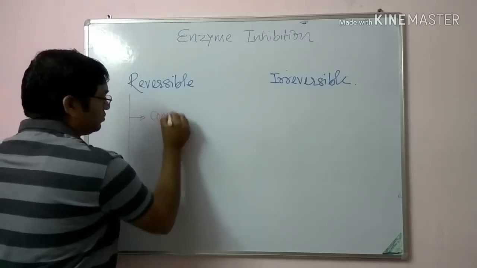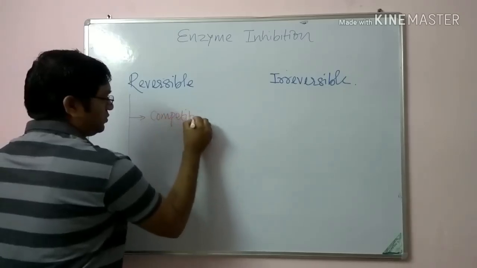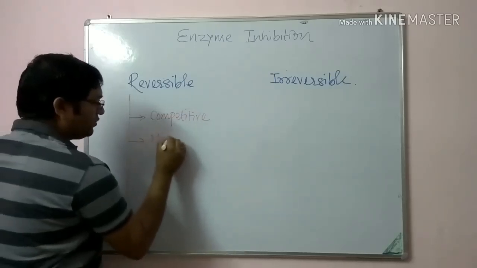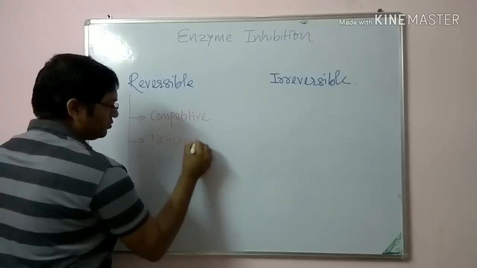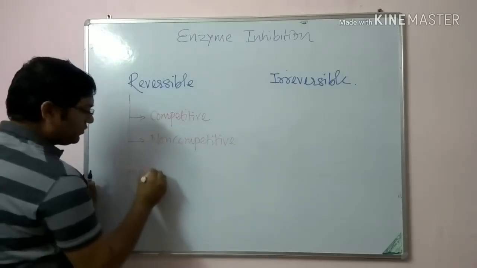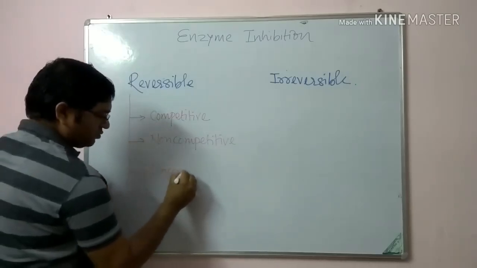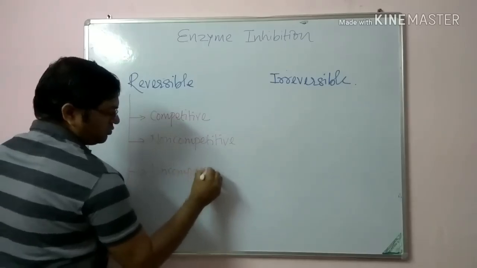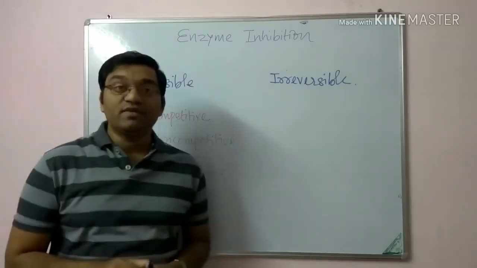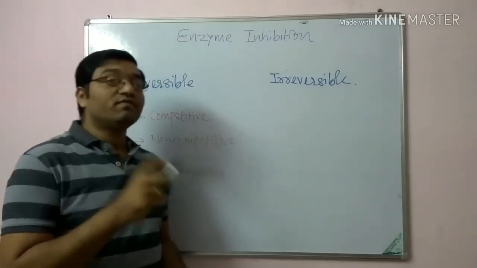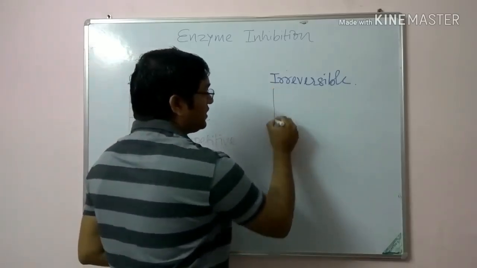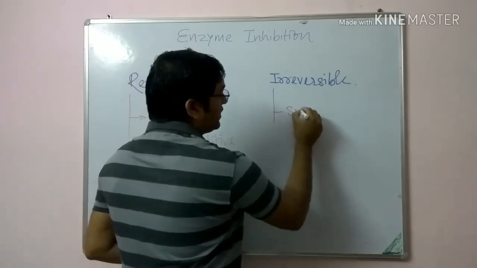Competitive inhibition, non-competitive inhibition and uncompetitive inhibition. While in irreversible inhibition, there is again one example, that is suicide inhibition.